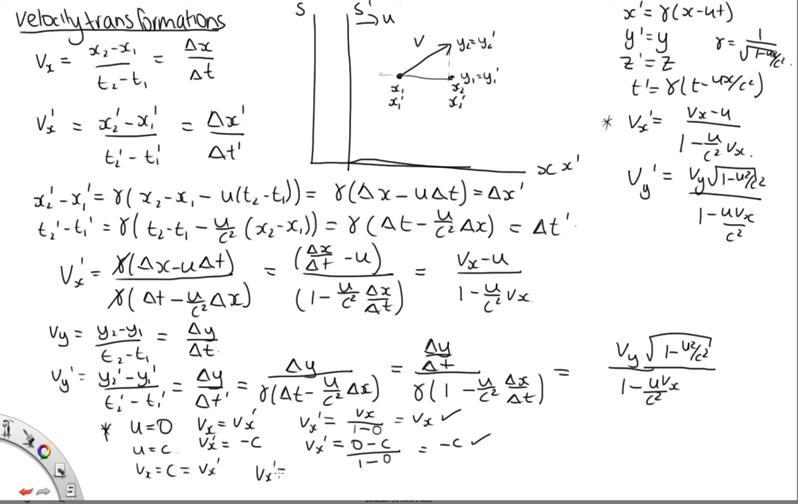So Vx prime is equal to, now Vx is c, so this is (c minus u) over (1 minus u over c squared times c). This c will cancel this c. So we can write this as c outside of (1 minus u on c) over (1 minus u on c). These cancel and we end up with c. So that is what we expect. So we've shown that this equation at least agrees with our expectations.